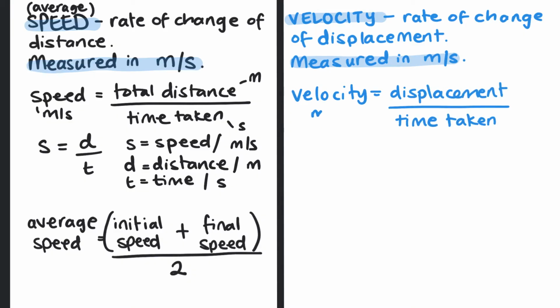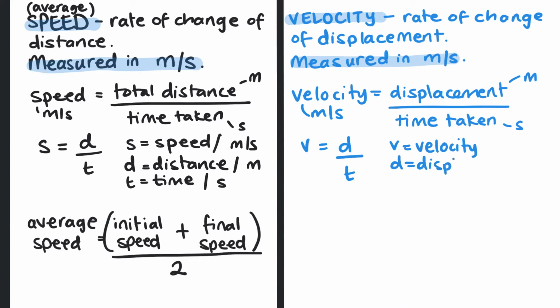Again, since velocity is measured in meters per second, then displacement must be measured in meters and time must be measured in seconds. We can shorten this down to V is equal to d over t, where V is velocity, d is displacement, and t is time. I'll just note here that those of you who are familiar with the SUVAT equations, who do additional maths, you may use this equation as V is equal to S over T, where S represents displacement. But in physics at GCSE level, there's no need to know or to use that.